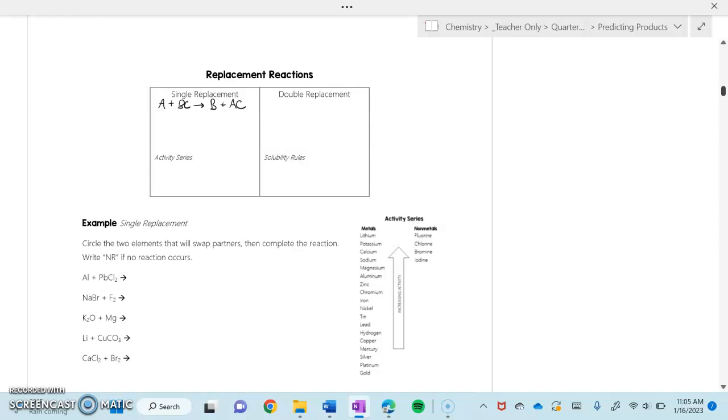So whenever we're working with the single replacement reactions, we are going to notice the activity series, which is over here. We're going to make note of that, and it will tell us if a reaction occurs or not, depending on what element is trying to get into the compound. So with the activity series, we want to compare the two atoms that will be changing places.